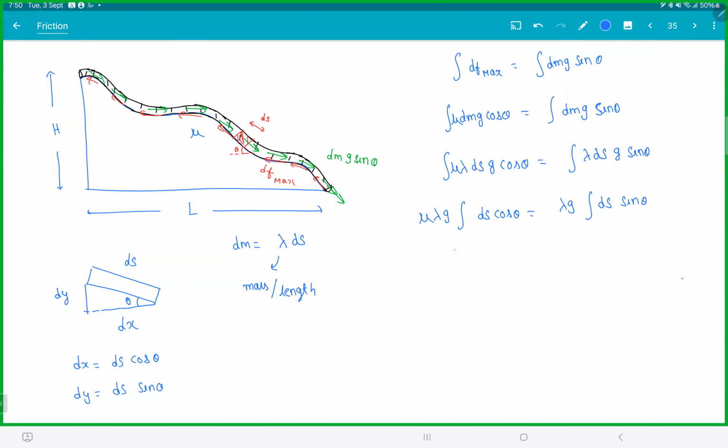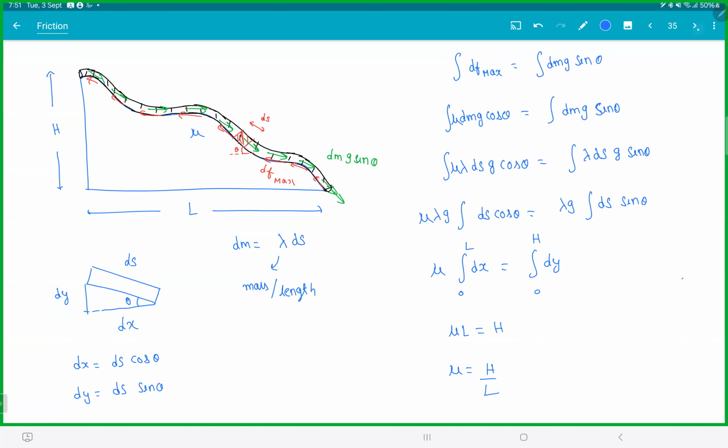Substitute here. So lambda g will cancel. Now you can cancel once you're out of the integral. So mu into integral dx equals integral dy. The x values will go from 0 to L, the height values will go from 0 to h. So mu into L is equal to h. Mu is equal to h by L. Independent of the shape. It doesn't matter how it looks. Mu depends only on the height and the L.